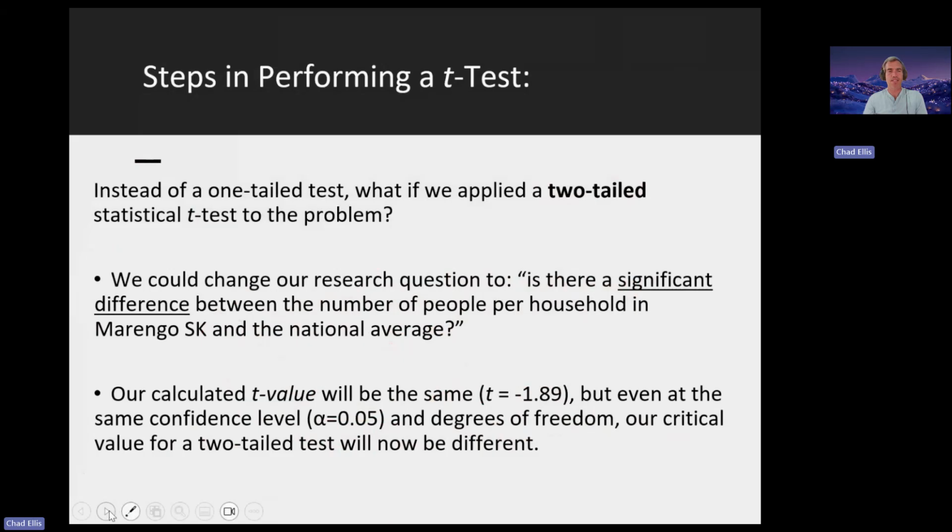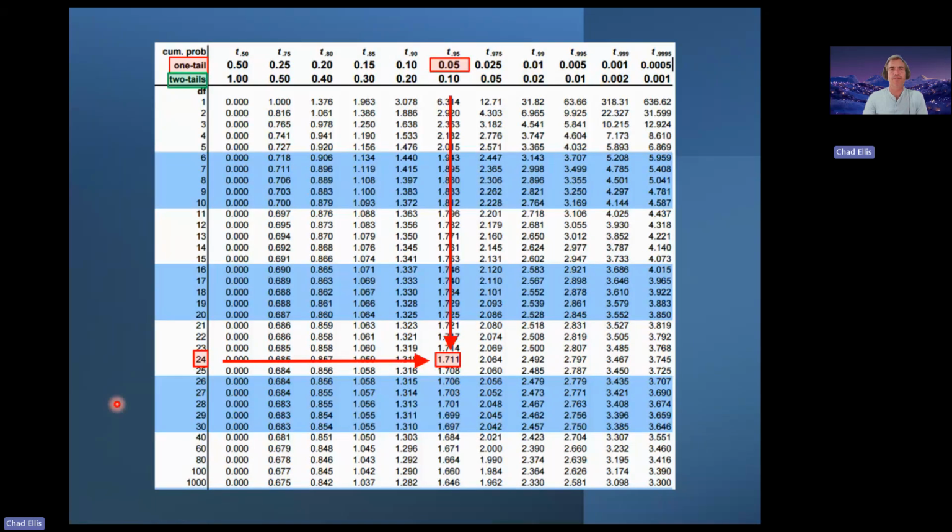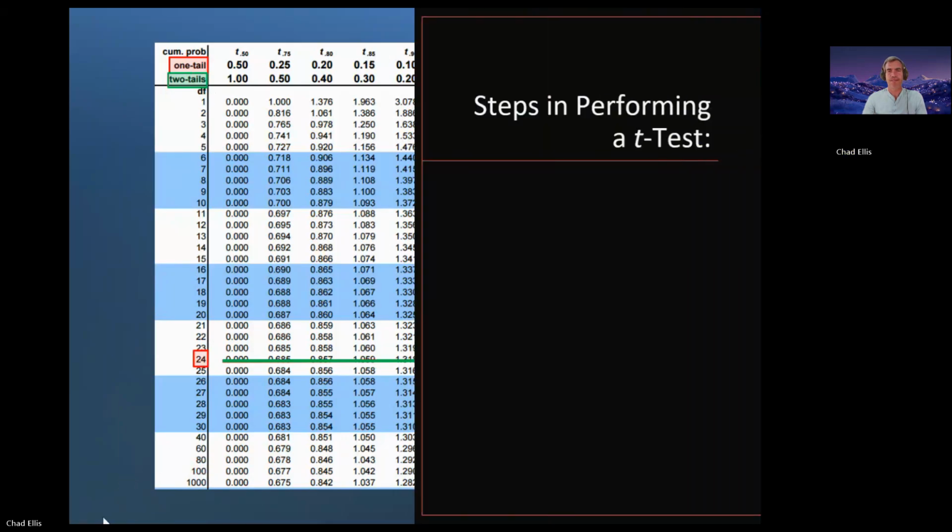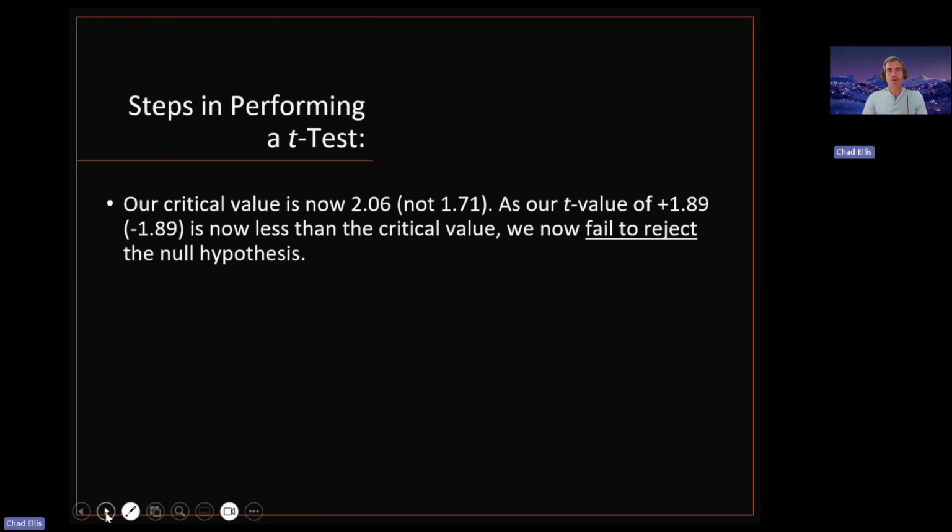So the value that we're comparing our t-stat to is going to change because now we're doing a two-tailed test instead of a one-tailed test. So we're going to have the same degrees of freedom. We're going to stick with the same alpha value, 0.05. So there it is in the green there. Same degrees of freedom of 24. Now we get a critical value that's higher, 2.064 for the two-tailed test compared to 1.711 for the one-tailed test. So even though our t-stat is still the same, now we have a critical value of 2.06, not 1.71.